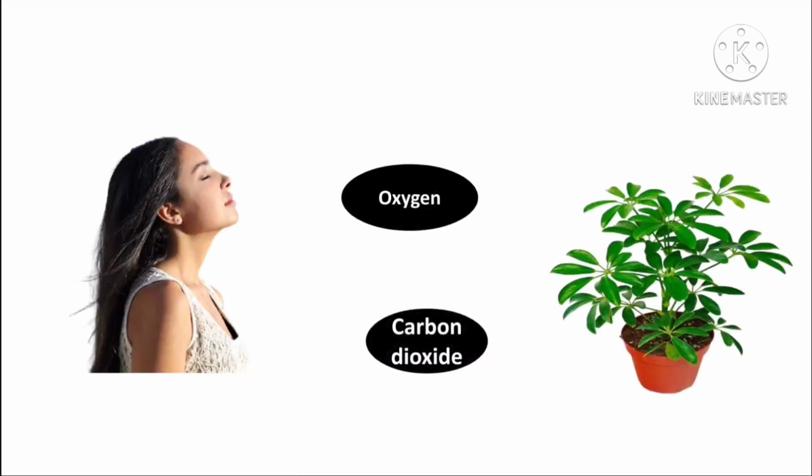Animals and humans take oxygen from the air, and this oxygen is released by the plant. When do they release the oxygen? In the food making process. And when humans or animals take oxygen from the air, they give off carbon dioxide, and plants take the carbon dioxide from the air to make their food.